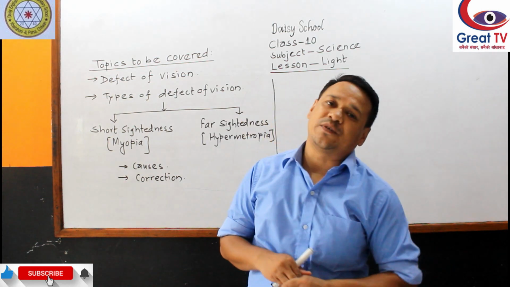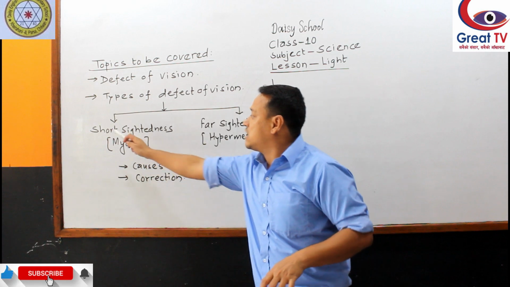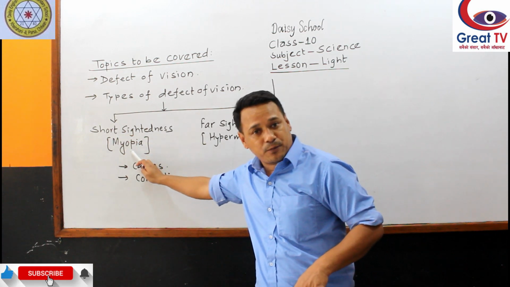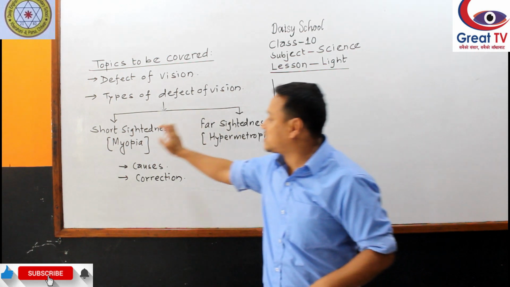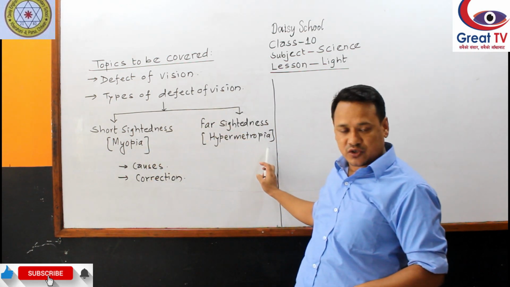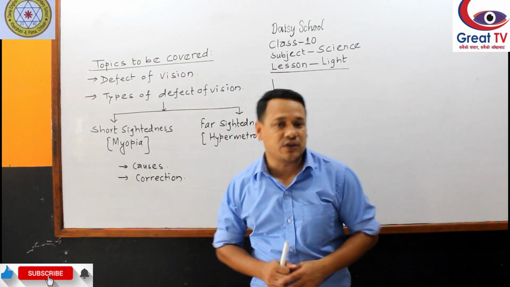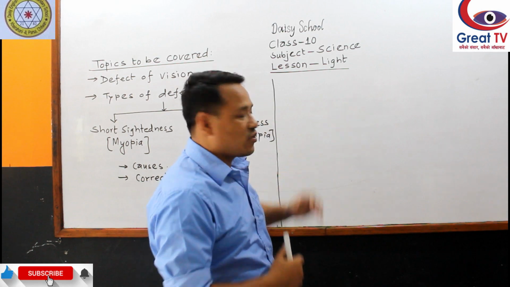There are two types of defect of vision. We say short-sightedness or myopia, and far-sightedness or hypermetropia. Short-sightedness, far-sightedness, myopia, hypermetropia. These are the two defects of vision. So we are going to discuss these terms here.